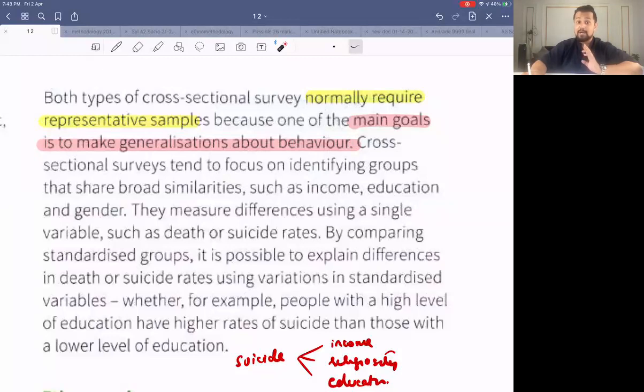Keep this in mind. By comparing standardized groups, it is possible to explain differences in death or suicide rates using variations in standardized variables. Whether, for example, people with a high level of education have higher rates of suicide than those with a low level of education.